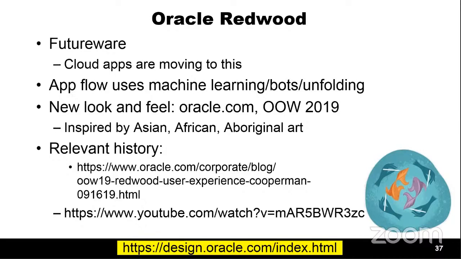But the idea was this is something that's using machine learning to, for example, figure out what the user is doing so that the screen flow can be based on personal navigation rather than a general screen flow that's for the whole application for all users. So things like that. And they also are using a different kind of color scheme and design scheme, which is based on Asian, African, and Aboriginal art. So you can see that now on Oracle.com.